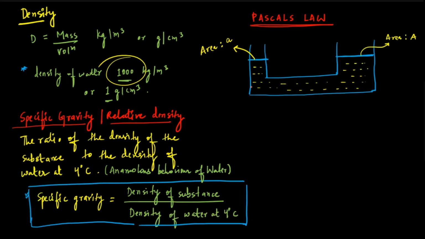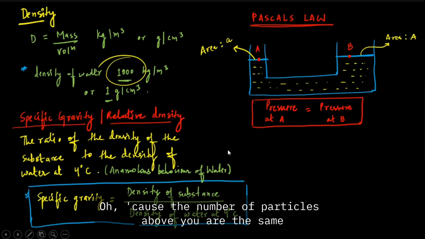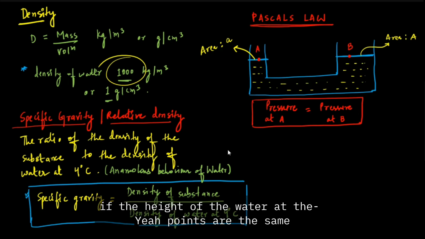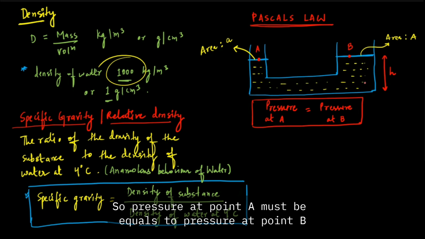It simply means that if I choose 2 points, one here, A, and another here, B, Pascal's law tells us that the pressure at A must be equal to the pressure at B. This is because the number of particles above you is the same if the depth of the water at the points is the same. What is required is that the depth should be the same. So the pressure at point A must be equal to the pressure at point B.